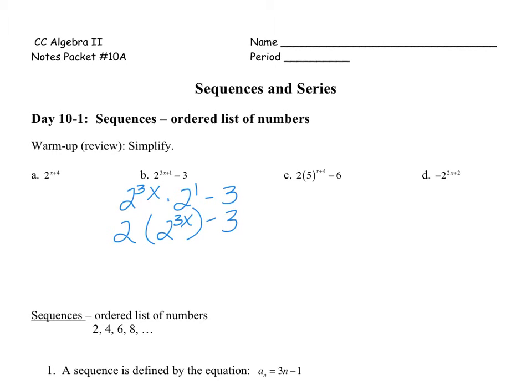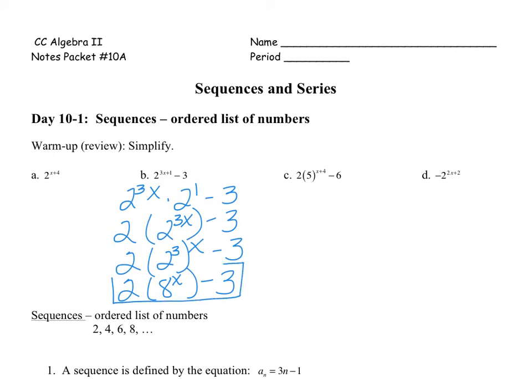But I'm going to go a step further today. 2 to the 3x, well, 3x is multiplying exponents. I have a 3 times an x. And the only way I would get multiplying exponents would be the power to a power rule. So I'm going to rewrite it as 2 times 2 to the third raised to the x minus 3. I can simplify it even more. 2 times 8 raised to the x minus 3. I can't multiply the 2 and the 8 because 8 is being raised to the x, and I can't subtract the 3 from anybody, so that is the simplified term.